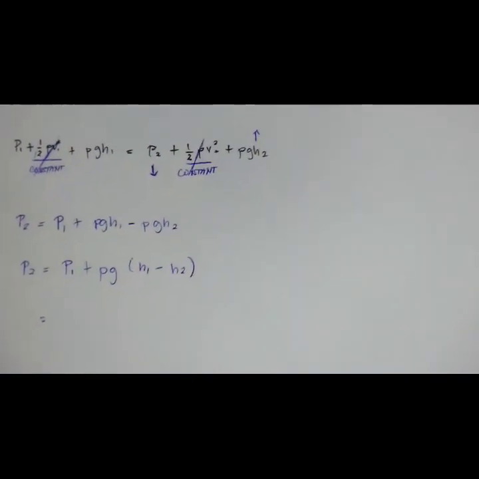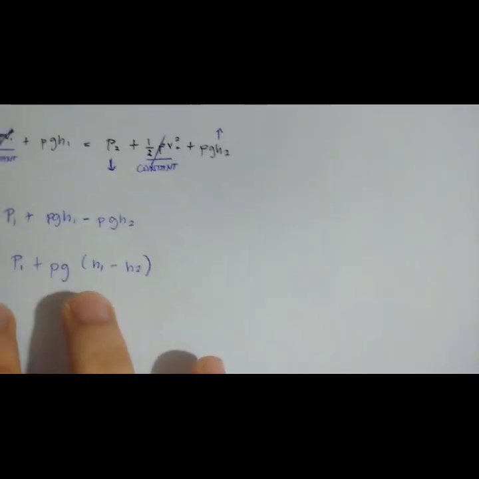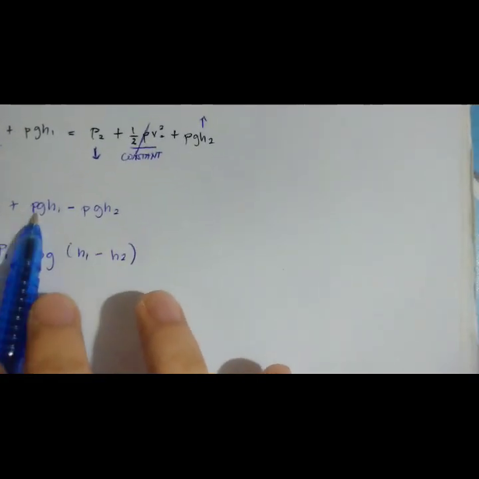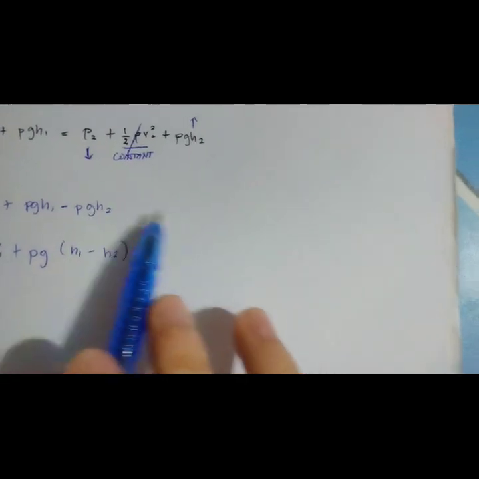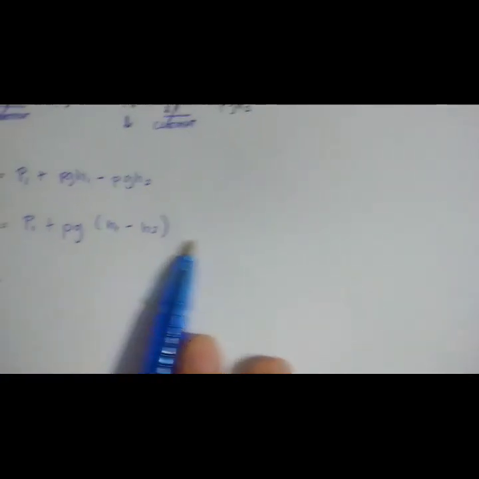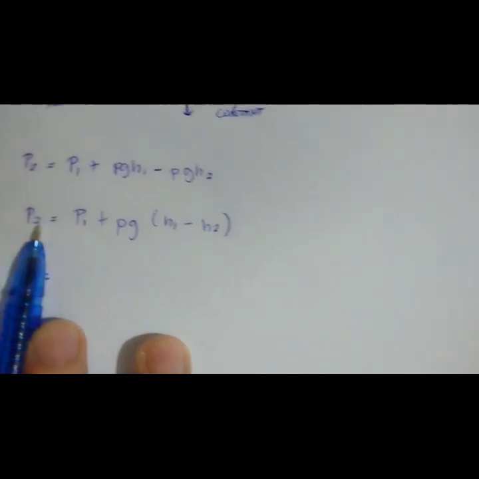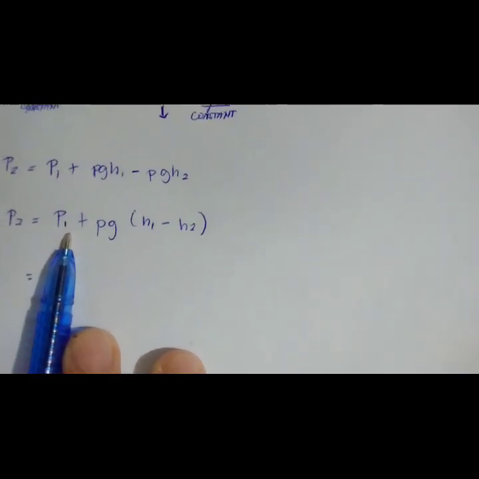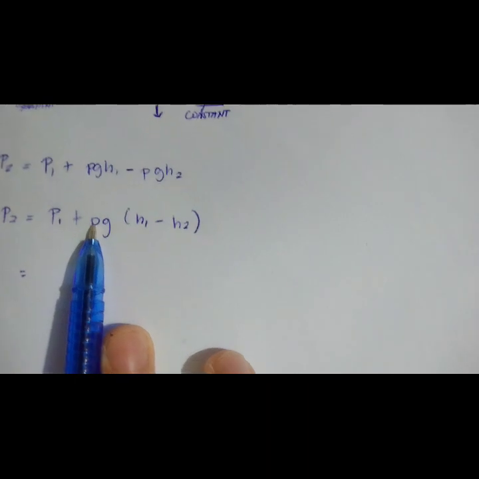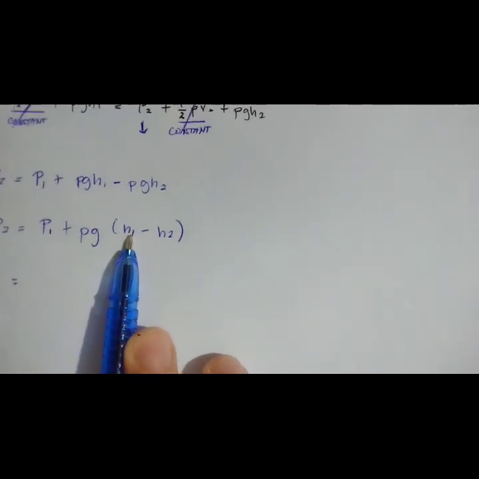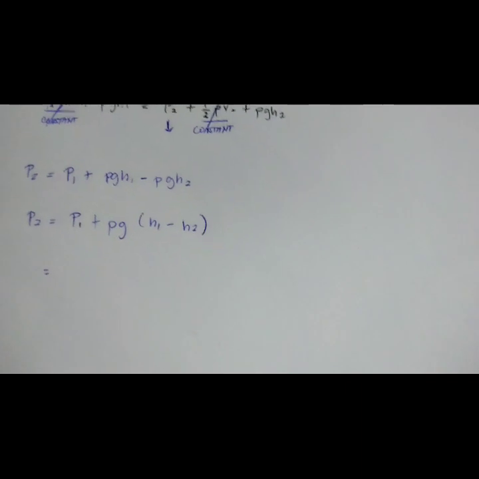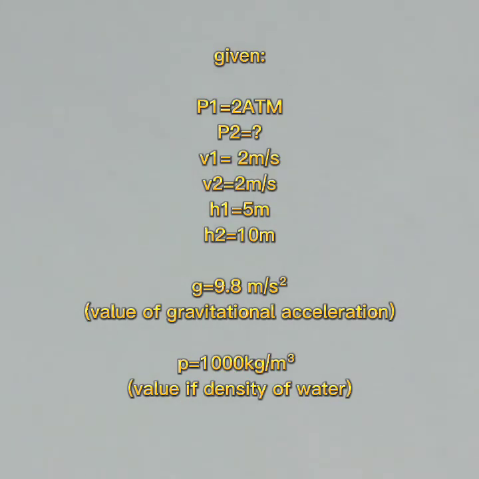So the way we write our equation now, when we simplify, is P2 equals P1 plus PGH1 minus PGH2. Simplifying further, pressure 2 equals pressure 1 plus density times gravity times height 1 minus height 2. So why P2 here? Because P2 is what we are looking for.